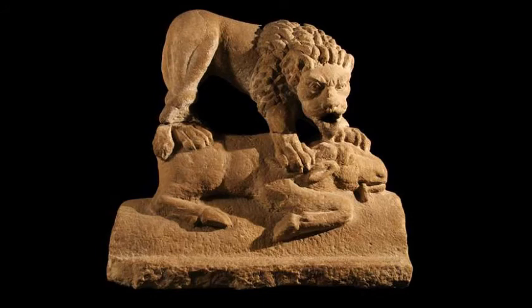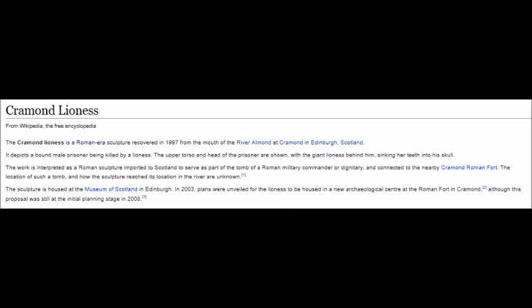The work is interpreted as a Roman sculpture imported to Scotland. Interpreted, maybe local. It's quite a big piece of stonework. And then we go off. It was imported into Scotland to serve as part of the tomb of a Roman military commander or dignitary. Again, how do they know that? The location of such a tomb and how the sculpture reached its location in the river are unknown.